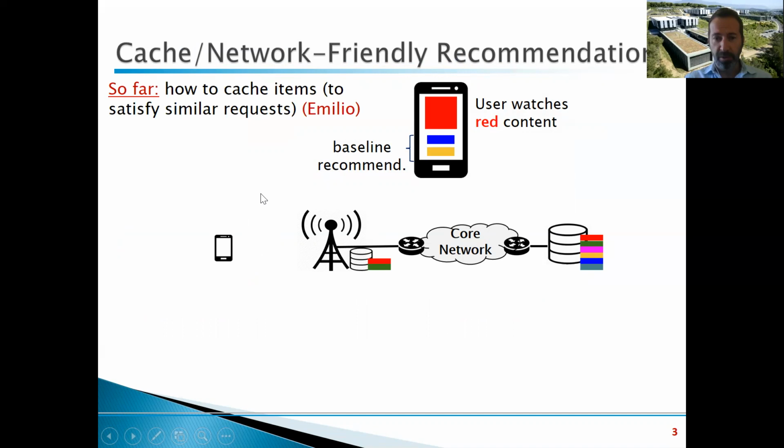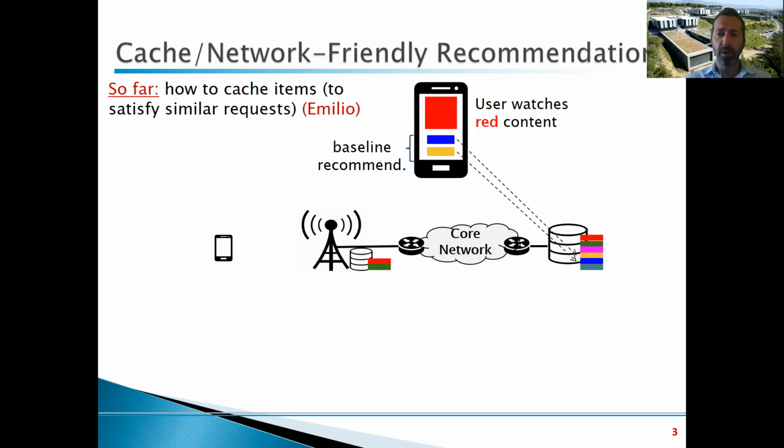So far, the problem that we were trying to solve in Emilio's presentation was, given that each of these contents that I can cache here could satisfy requests not just for themselves, but for other, similar contents as well, what should I cache? How should I change my caching policy, static and dynamic?